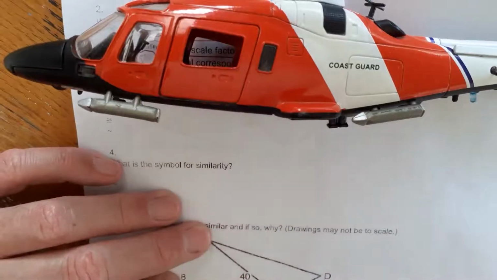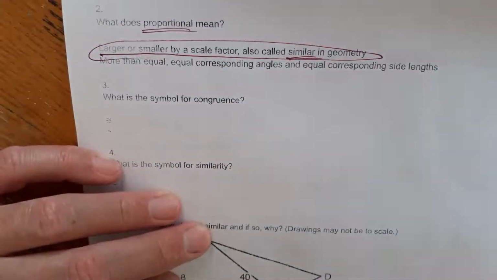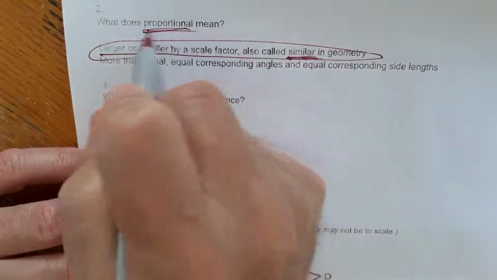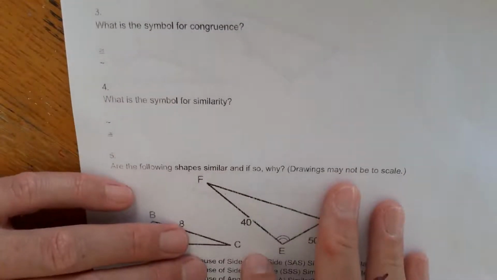I'd like to say I did that on purpose, but I didn't. So that's what similarity is in geometry. Similarity means proportional, and a scale model is a perfect example of that.